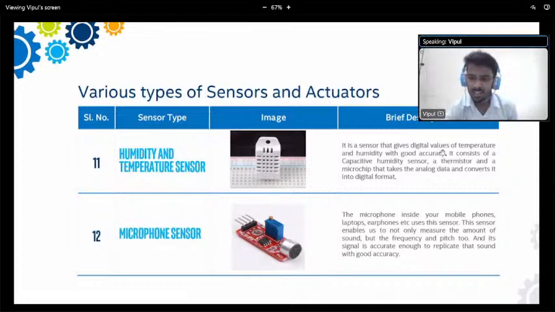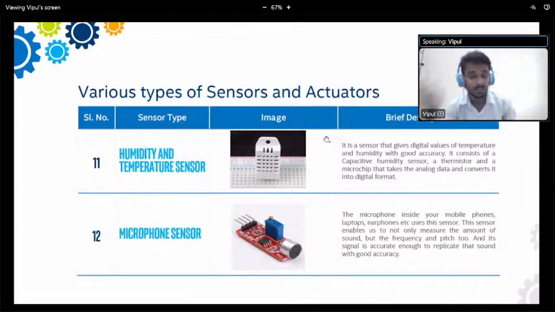For measuring the temperature, we use the thermistor inside it. If you remove this white casing, you can see a black color temperature sensor that detects the temperature. Besides that, there is one humidity sensor, which works on the capacitive principle. It has two conductors, like a capacitor, two capacitive plates. In between them there is some material which is sensitive to humidity, like salt or polymer.